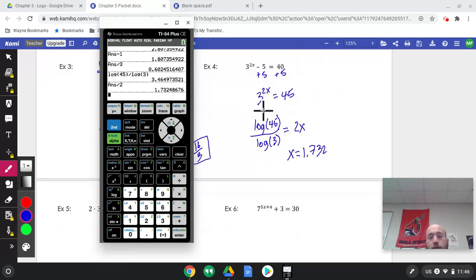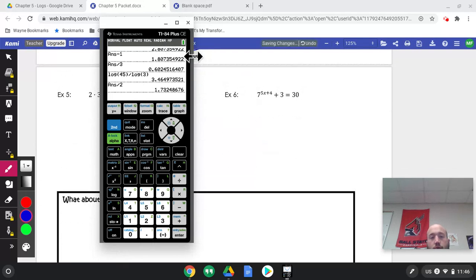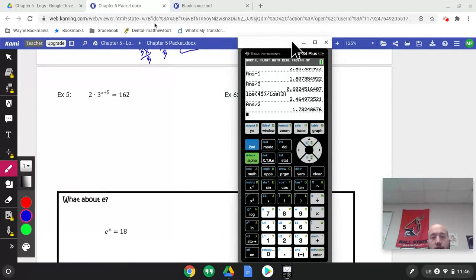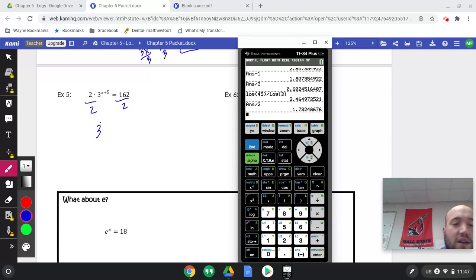All right. Got a couple more to practice together. So this next one, example 5 here. Once again, 2 times 3 raised to the x plus 5 equals 162. So in our case here, we're going to want to start by dividing both sides by 2. So divided by 2, we get 3 to the x plus 5 equals 81.